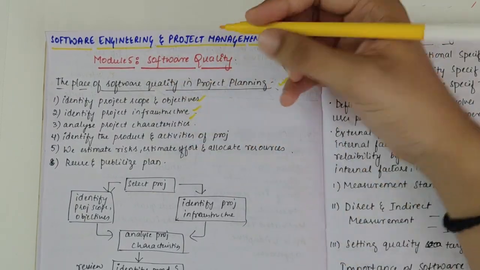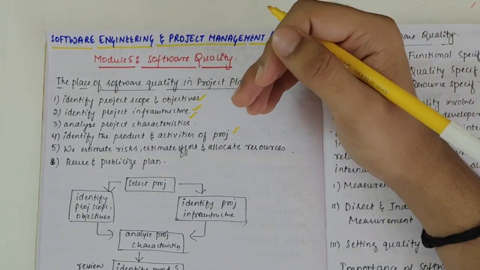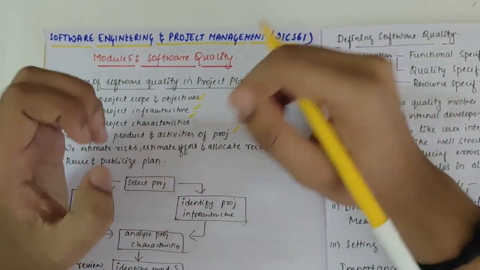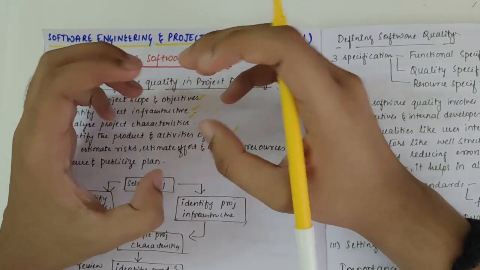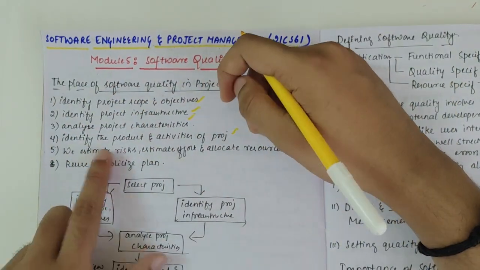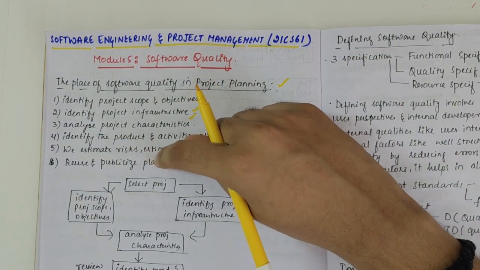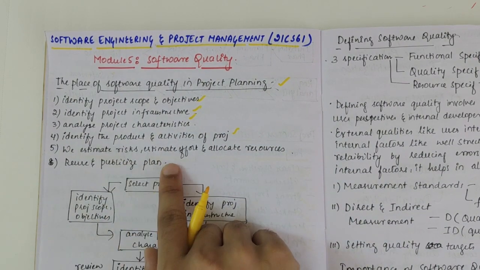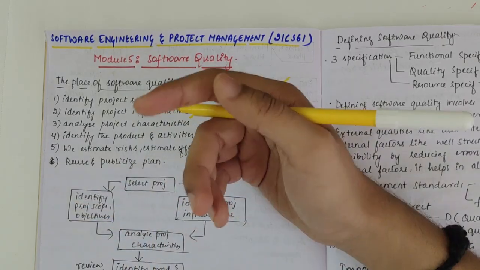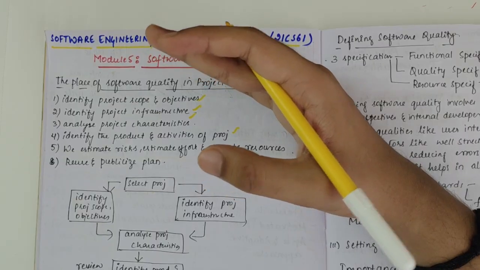Then we have identifying the products and activities of the project. Once we decide on a project, we don't develop it in one go, right? We divide it into parts, into tiny products, and then work towards completion of those products. So here we identify the products and activities related to the project. Then we review and publicize the plan, but before that we estimate the risk and efforts, and allocate the resources also.